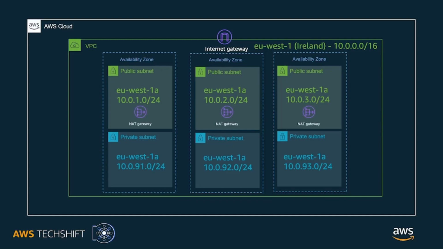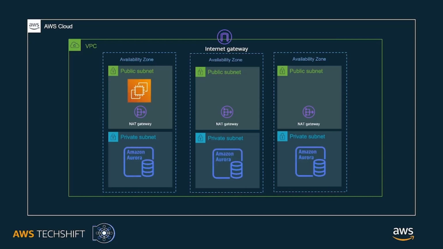Instead, to allow resources in the private subnets to still access the internet, we will provision NAT gateways in the public subnets and add a route from the private subnets to those NAT gateways. The NAT gateway means that traffic can get out to the internet for things like software patches, but won't allow access to resources from the internet. The private subnets are now ready for our database layer, something that we will look at in more detail in the next video.